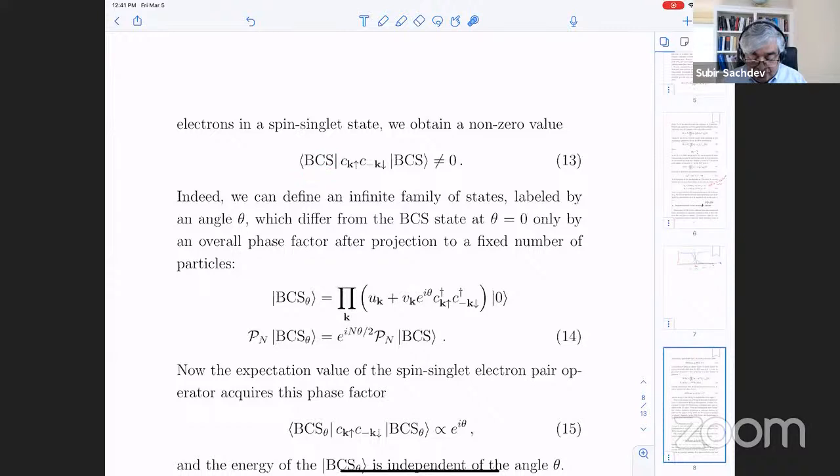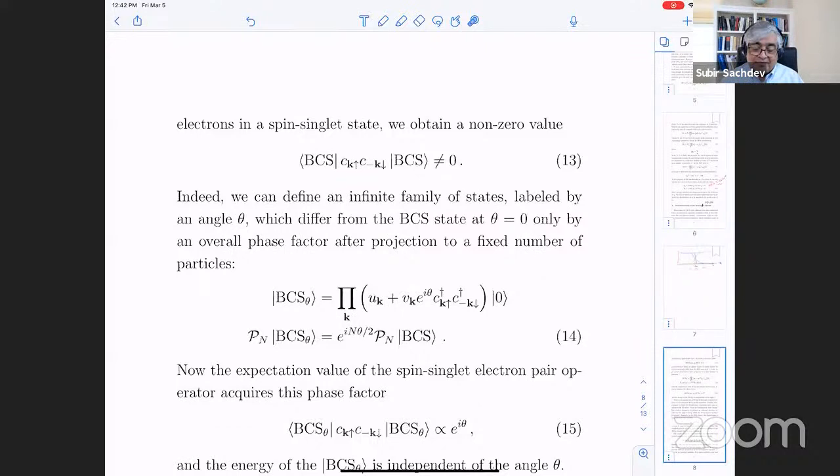This will have n particles, so the whole thing has to be zero. But in the BCS state, as written down, this is not zero. So what we have is what's called a condensate. It's a condensate of electron pairs, which seems to acquire a non-zero expectation value. In fact, it does acquire a non-zero expectation value in the BCS state.